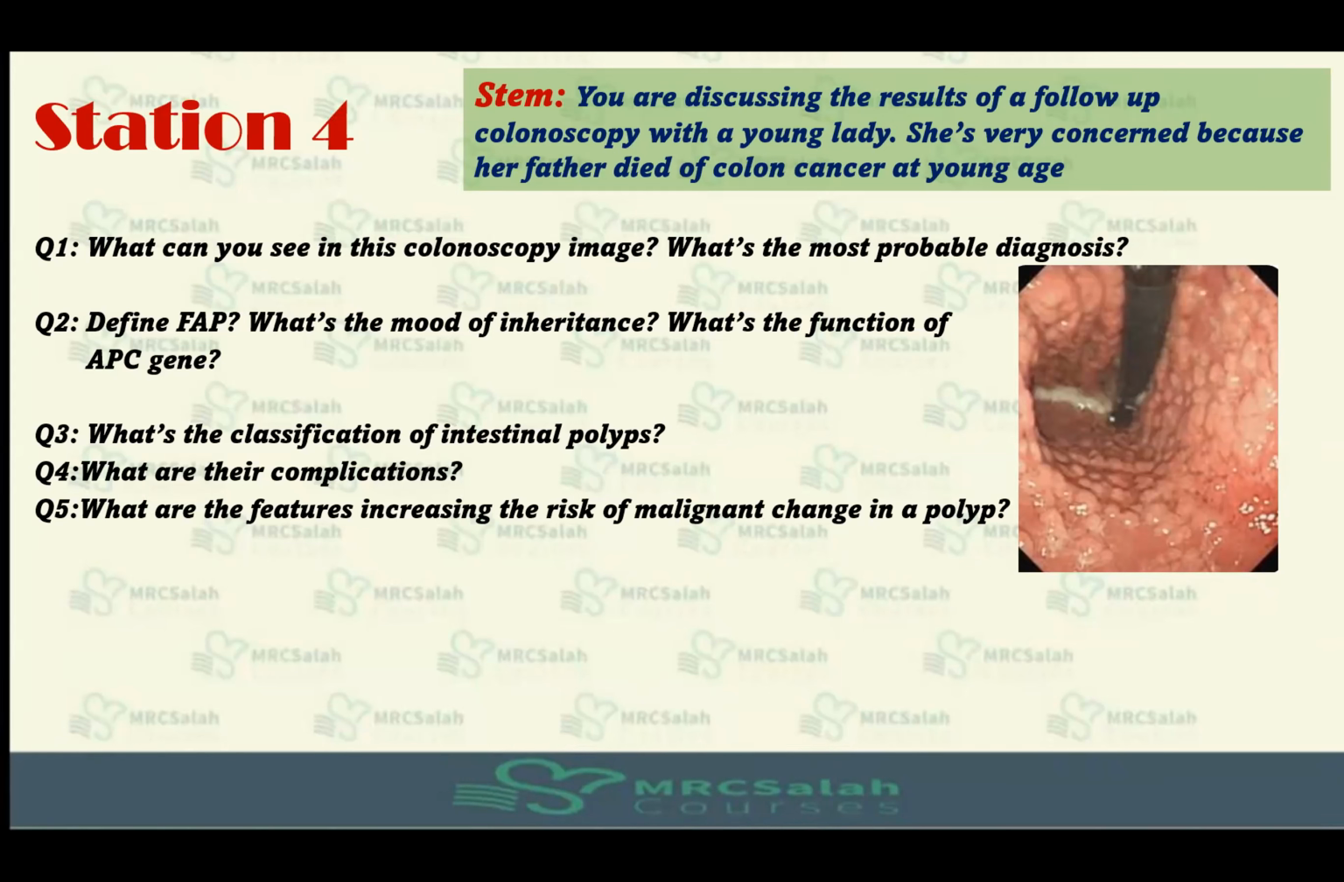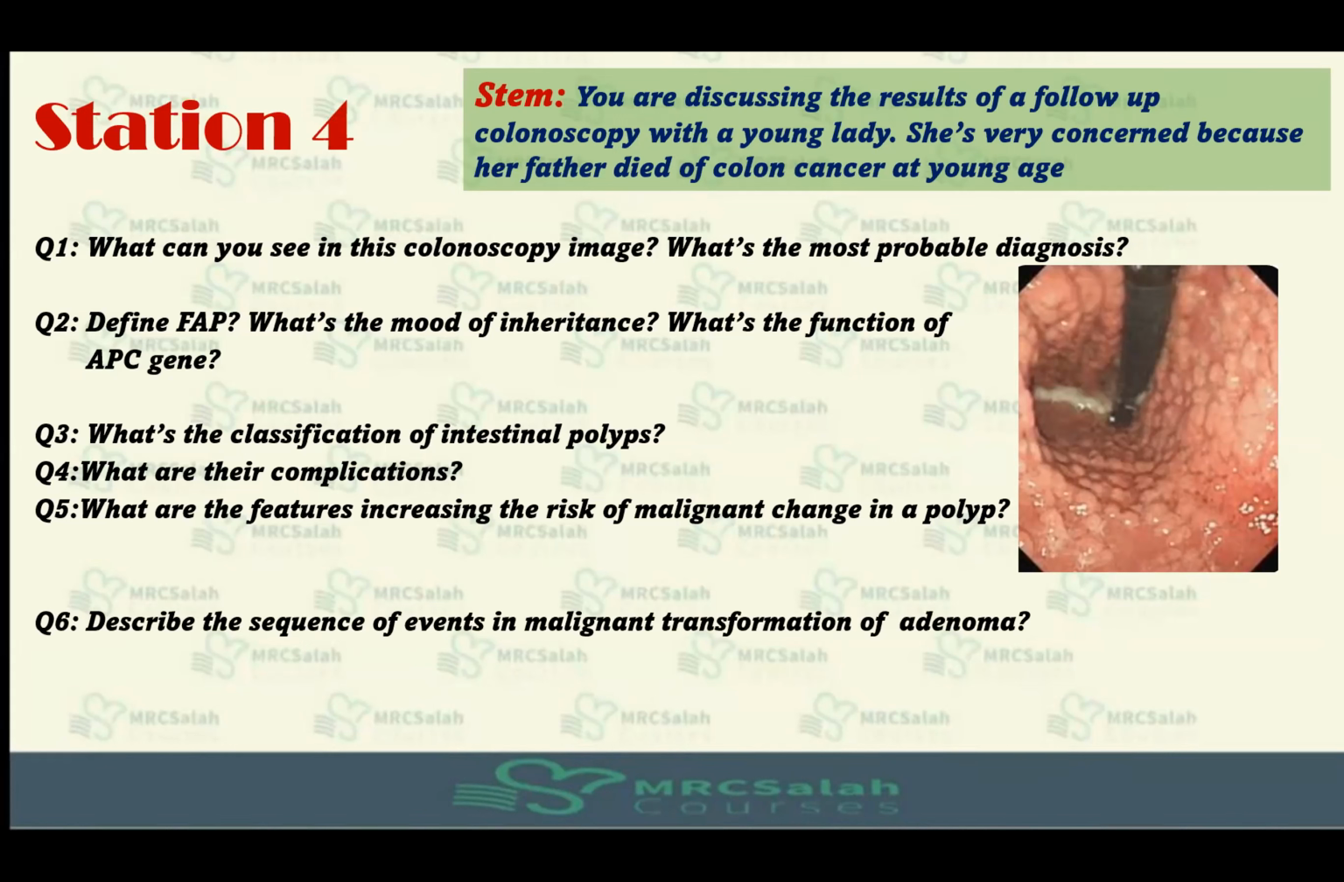Actually, it's the villous. Okay. Yes, followed by the tubulovillous and lastly the tubular. And the larger the diameter, the more it predisposes to malignancy. So we have the type, the diameter, and what else? I can only remember these two. Yes, the degree of dysplasia itself. Okay, thank you.